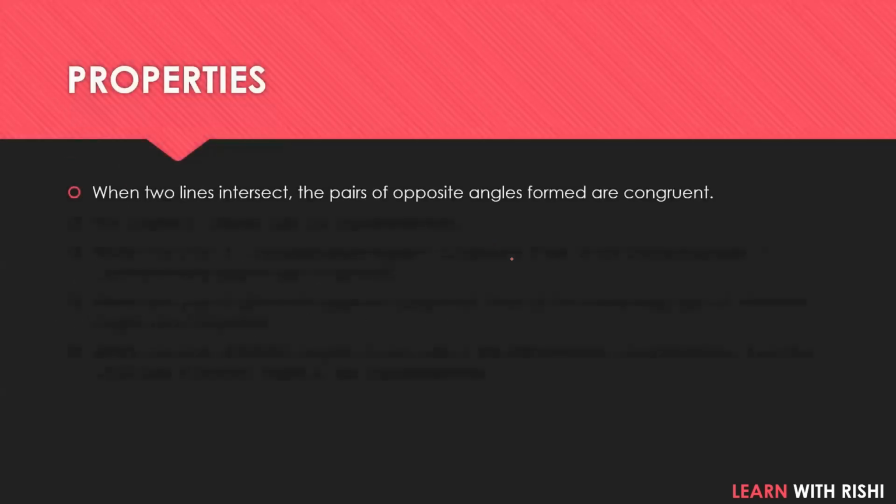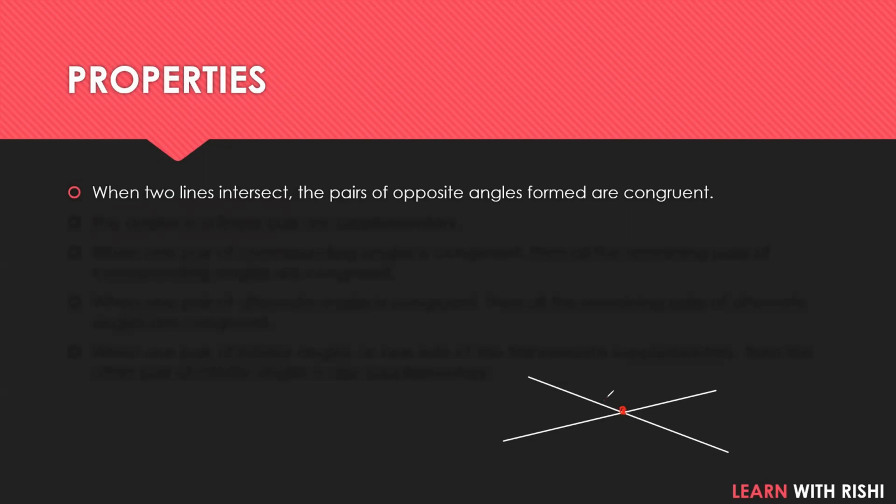First property is that when two lines intersect, the pair of opposite angles formed are congruent. So I am drawing here two lines. This is my line 1 and this is my line 2. So these two lines are intersecting at a point. So this is my point of intersection.